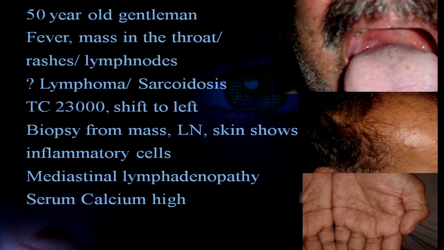Here the toxoplasma IgM was positive, and she was coming from an endemic population, and so anti-toxoplasma treatment plus IV methylprednisolone was given. This is a 50-year-old gentleman with fever, mass in the throat, rashes, lymph node, palmar erythema, scalp rashes, etc. There was a biopsy taken from all these places. The mass and lymph node all showed only inflammatory cells.